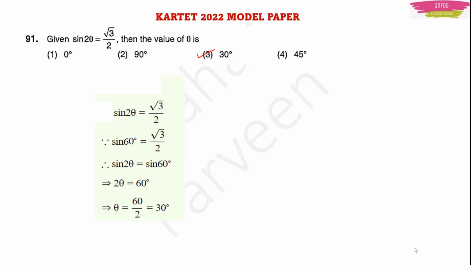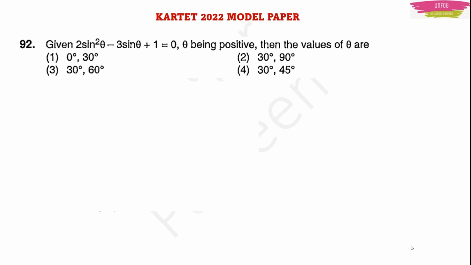Okay, this question is from the model paper. I have taken it from the model paper. The question is, given 2 sin square theta minus 3 sin theta plus 1 is equal to 0, theta being positive, then the values of theta are. They have given one relation. Using this relation, you have to find the value of theta. Okay, there are two values of theta if you see the options. Here, the phrase 'theta being positive' is there, that you ignore. You don't need it right now.